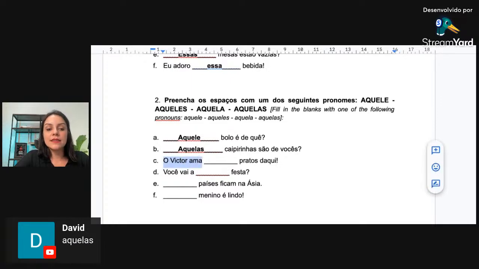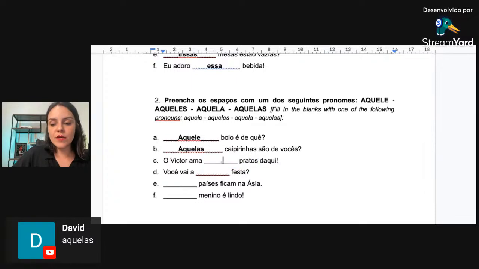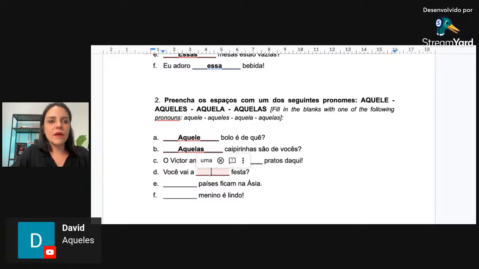O Vitor ama pratos daqui. So the noun that we need to look is pratos, okay? Masculine and plural. Which pronoun should we write here? Temos alguém tentando uma frase. Vamos só acabar de corrigir aqui, eu volto na sua frase. Let me just finish correcting this exercise and I'll go back to your sentence. Então, aqueles. Very good. Vitor ama aqueles pratos daqui. Very well.